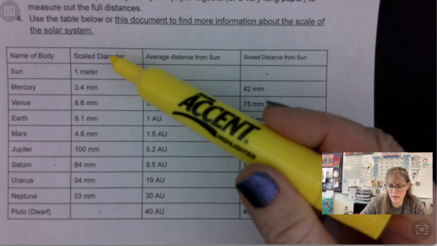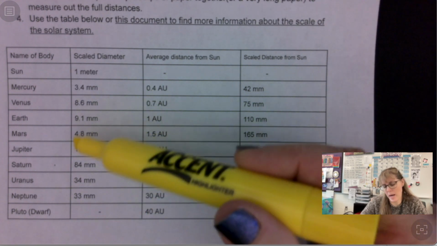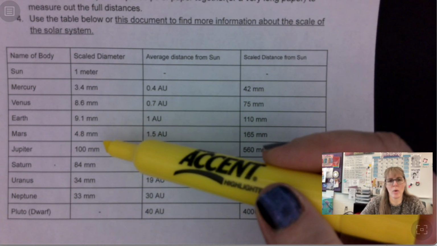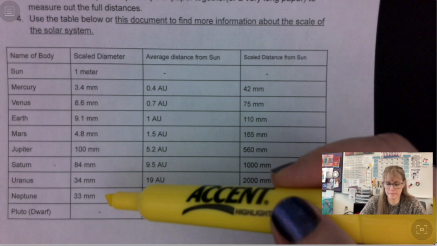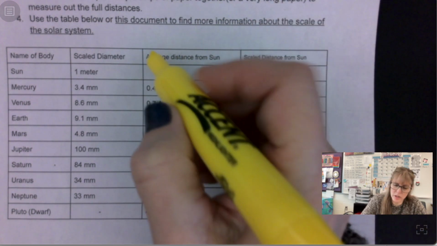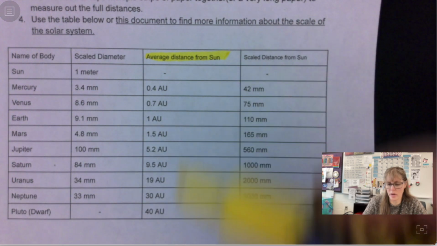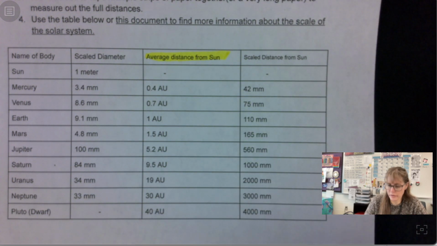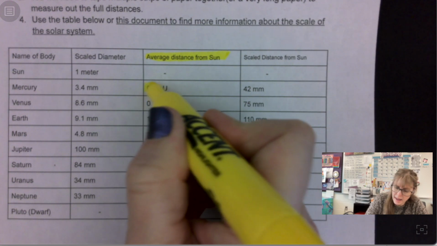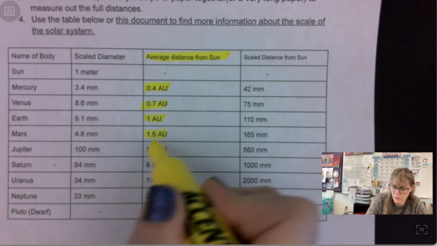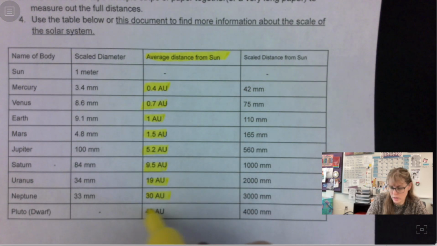So this is the scaled diameter. So like in comparison, how big are these to one another if you were going to put it on a scale? This is the average distance from the sun. So this is actually what you're going to build your graph for. Remember, AU is the abbreviation for astronomical units.